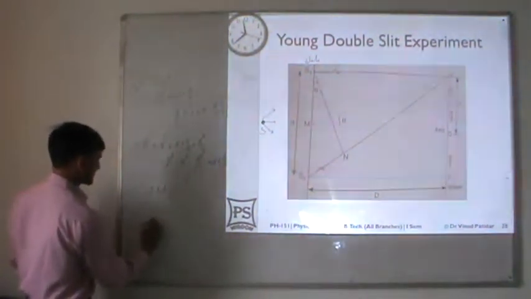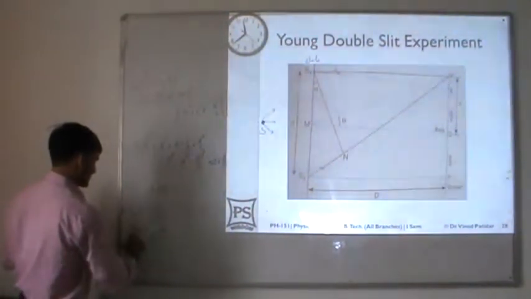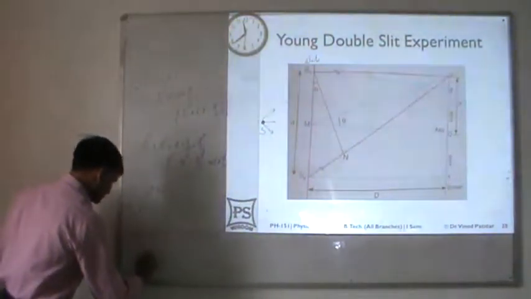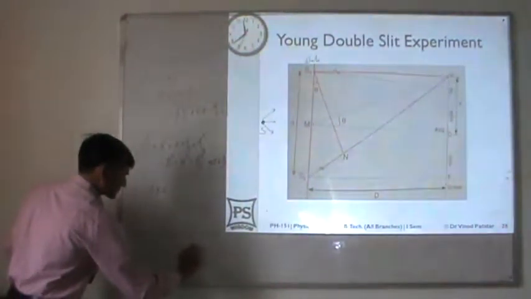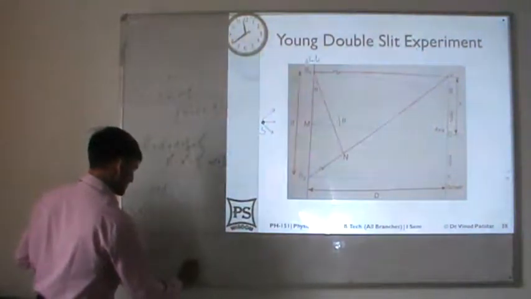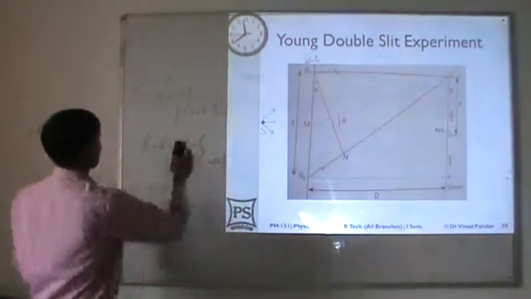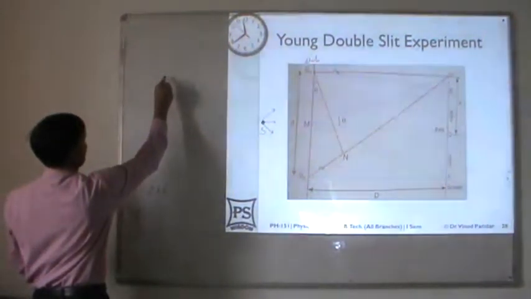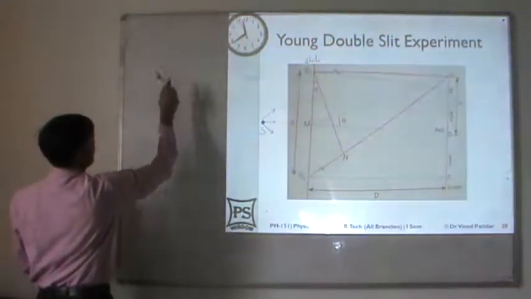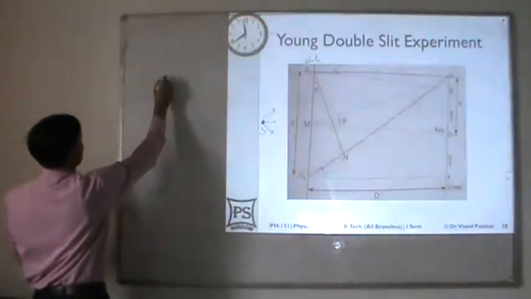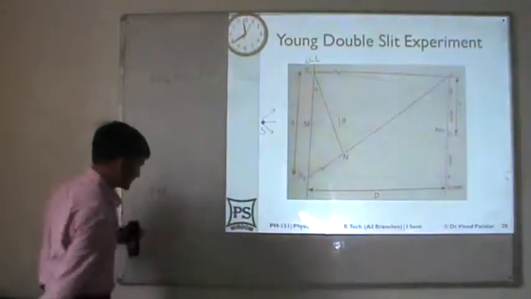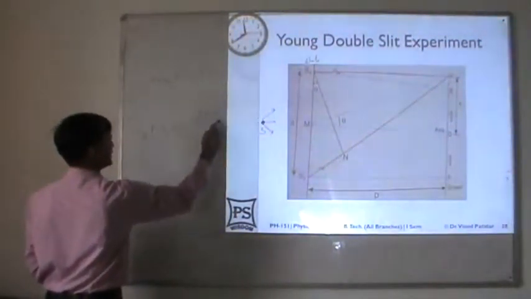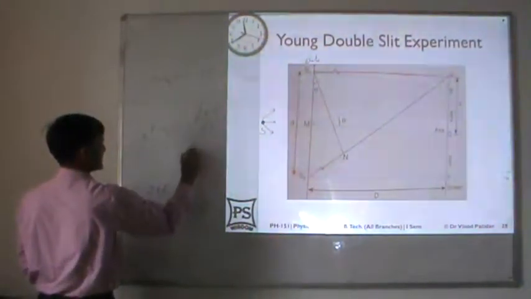Now we can write this as a square minus b square, so I can write S2P minus S1P and S2P plus S1P equals twice of x into d. Or I can say S2P minus S1P equals twice of xd divided by S2P plus S1P. Now remember, we can consider S1P plus S2P almost equal to twice of D. Okay? So in this case, S2P minus S1P equals twice of xd divided by twice of D, approximately. So this gives you xd by D.